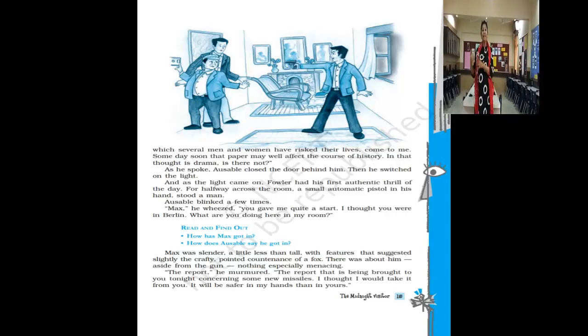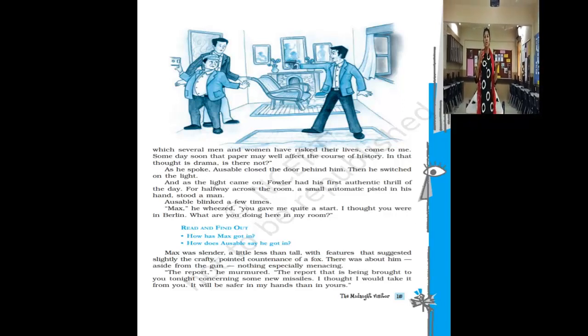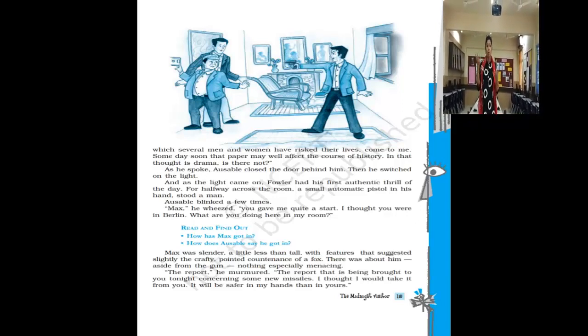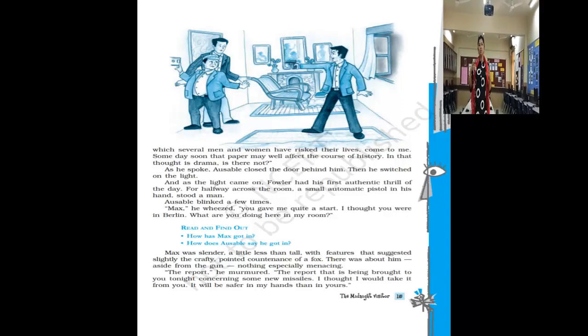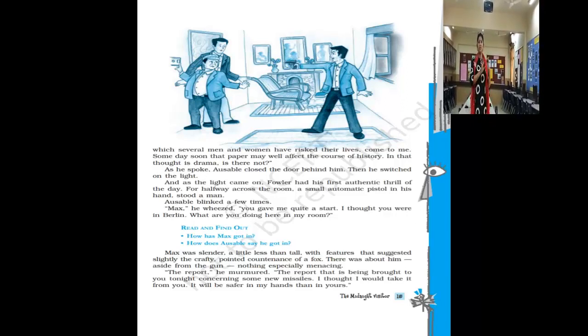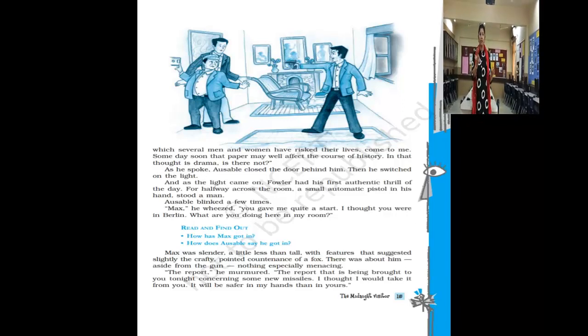Now, Ausable switched on the light of his room, and by the time he did that, Fowler had the first authentic thrill of his life and for the day. He saw a man with a small automatic pistol in his hand, and he was horribly stunned. He was shocked. He was in terror. So he is actually coming across such a thrilling scene or sequence in his lifetime, where he is seeing a real man standing in front of him with an automatic pistol in his hand. So he was totally speechless. He was just shaking. He was shivering. His lips were quivering in fear.